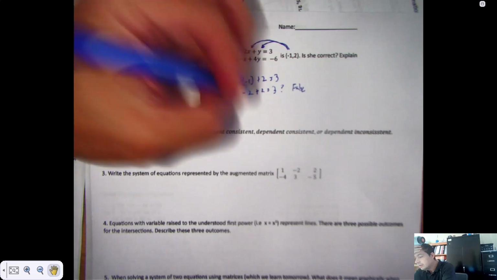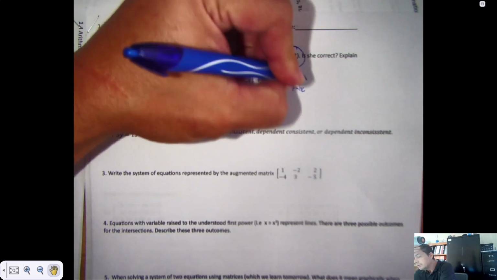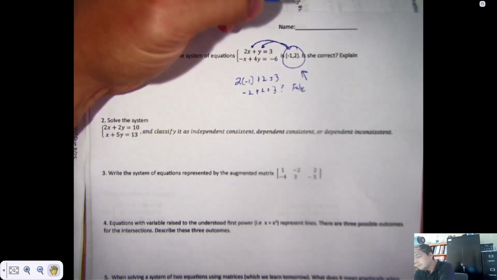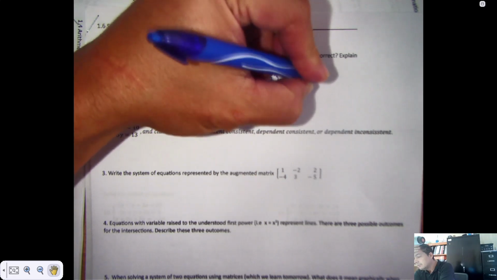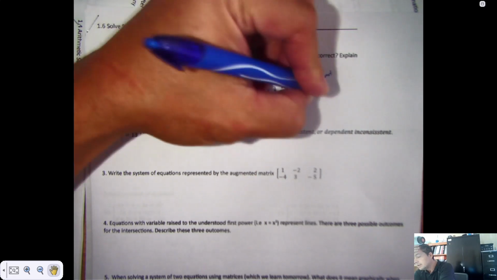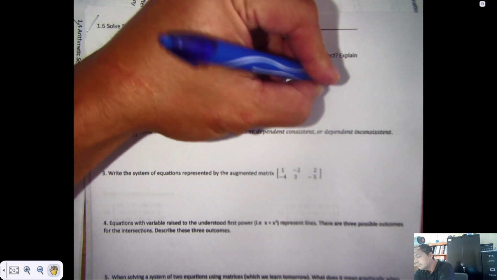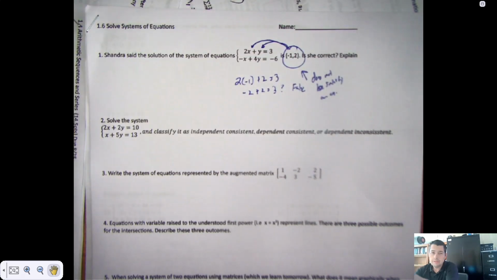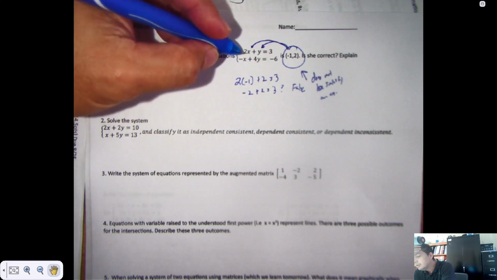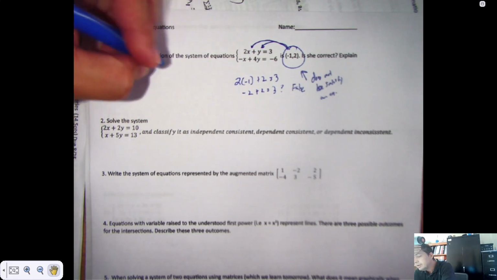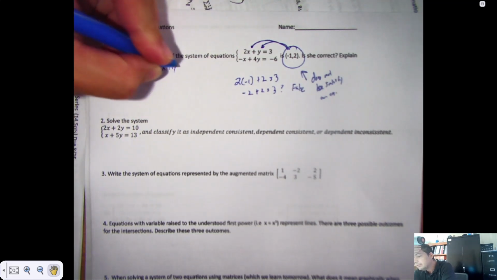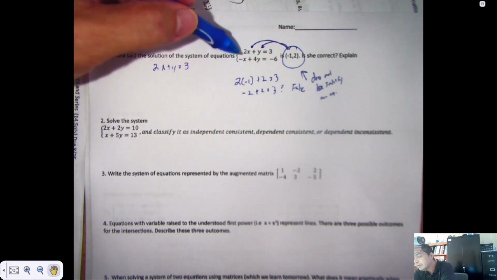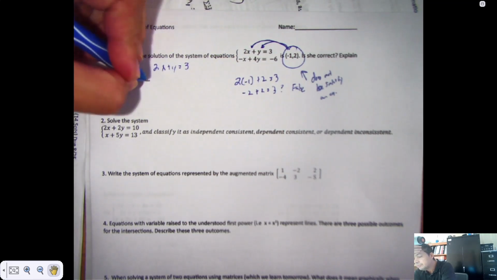This point, (-1, 2), does not lie on, or satisfy would be the better word, an equation. Let's see what it is, because Chandra's not right. At least I don't think she's right. Doesn't look right. Let's see here. I'm going to use elimination. I actually like elimination. Elimination is probably my favorite technique. I'm going to double this one.